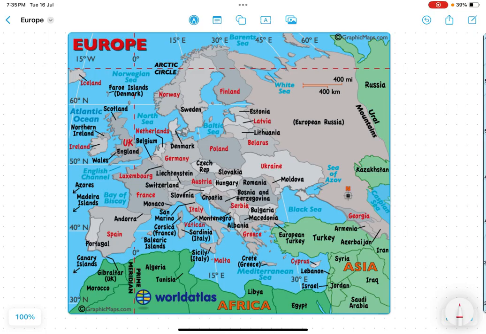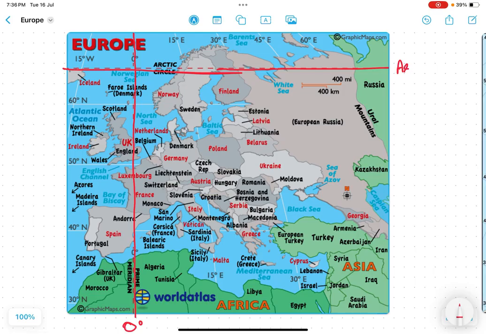As you can see, Arctic Circle at the top. This is the Arctic Circle line that passes through Iceland, Norway, Sweden, Finland and Russia, right? Then we have the prime meridian. This is the prime meridian, passes through UK, France, Spain, and then it goes to Algeria into Africa, right? So this is 0 degrees prime meridian, and this is the Arctic Circle. So let's have a look at the countries.